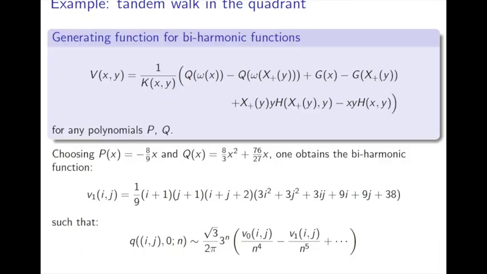This leads to the following expression for the generating function of a biharmonic function. So again, one can play with p and q, and for instance, one obtains the biharmonic function v1 which appears when doing an asymptotic expansion of Q_{ij}^0(n), starting from the exact counting given by Bousquet-Mélou and Mishna.